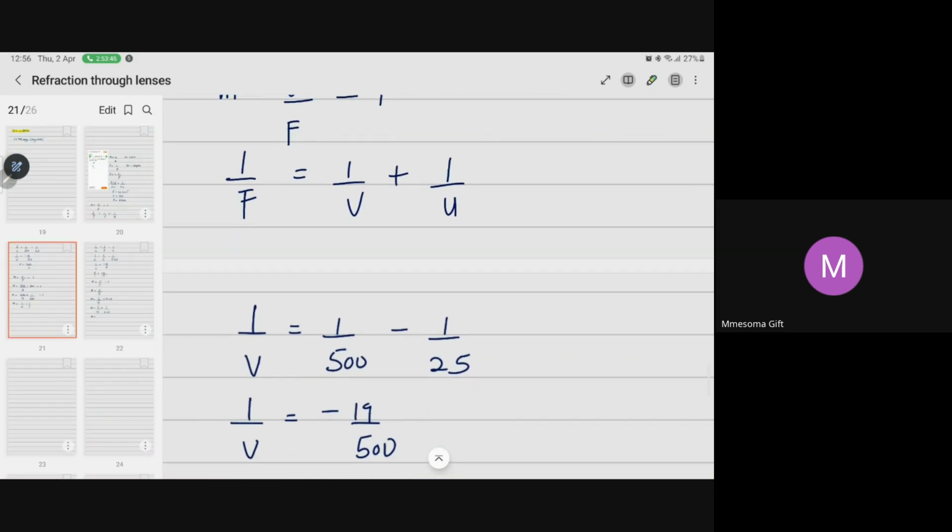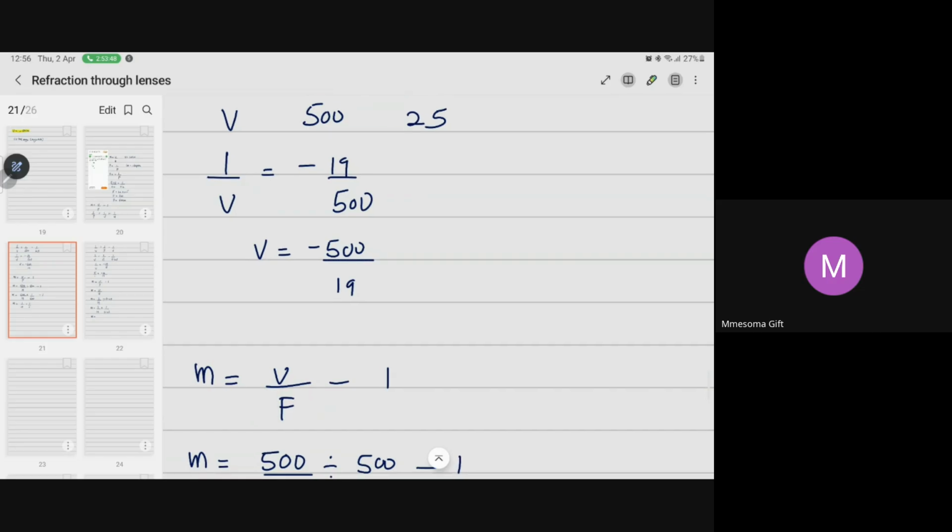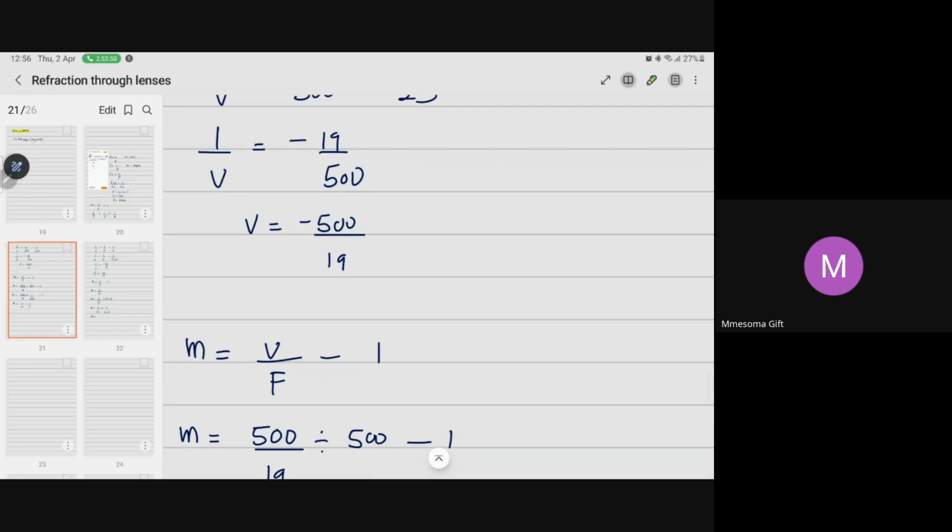So now when you do that, 1 over V minus 1 over 19. So V is equal to minus this. Remember that this sign here is telling you it is a virtual image. Negative implies virtual image.